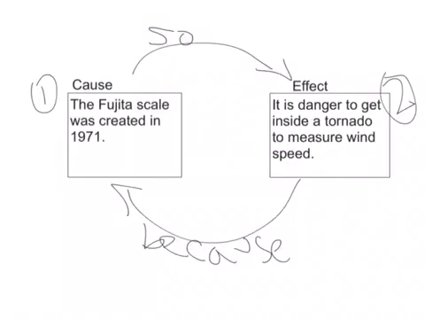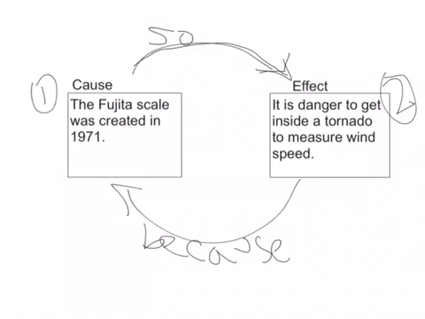Okay, so now I reversed the boxes just so you can see how the signal words work, okay? So this is just to kind of check it out, but you don't need to do anything with this except listen. So I'm going to start with box 1. Now it's the new cause. We switched around. The Fujita scale was created in 1971. So, it is dangerous to get inside a tornado to measure wind speed. Now, that sounds confusing to me. The Fujita scale was created in 1971, so it is dangerous to get inside a tornado to measure wind speed?